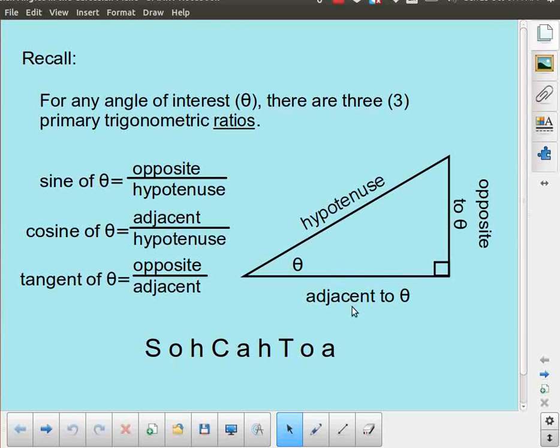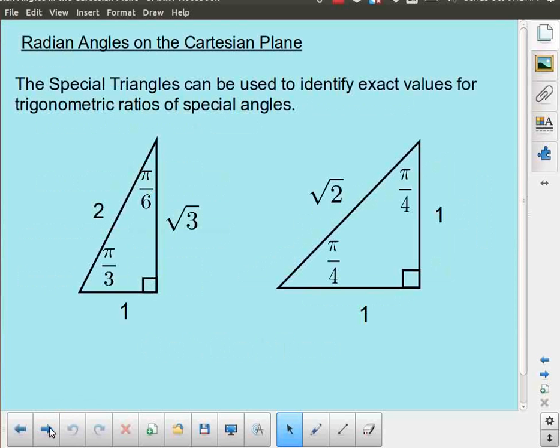So this is a quick and easy way to remember how to come up with those ratios. SOHCAHTOA is a mnemonic, and it depends on the location of the adjacent side, the opposite side, and the hypotenuse. This is review from at least a couple of years ago. So if you need to spend any more time on that, you should go seek the appropriate resources.